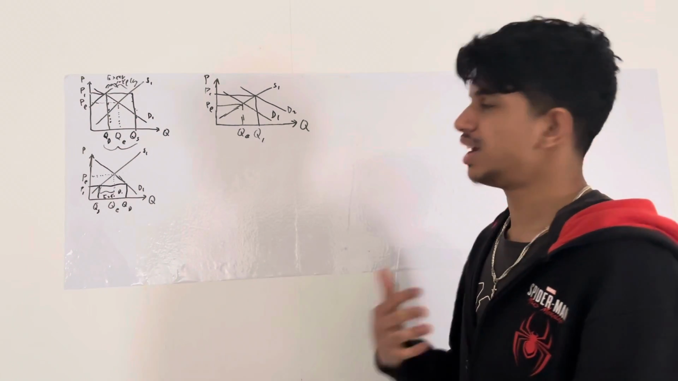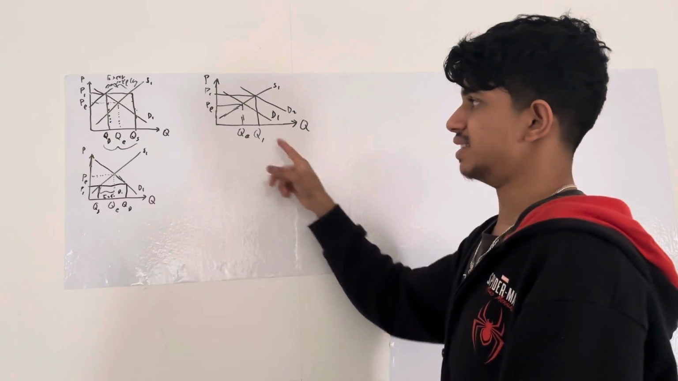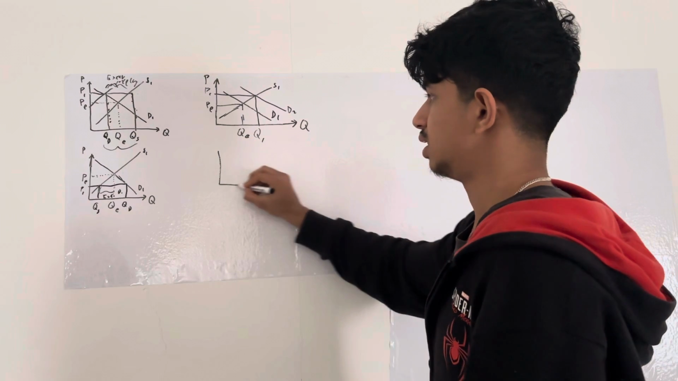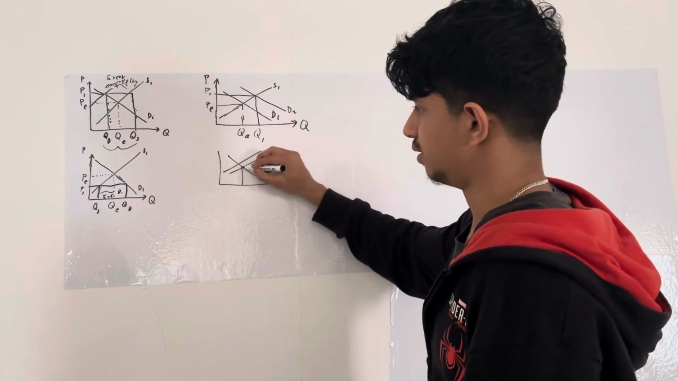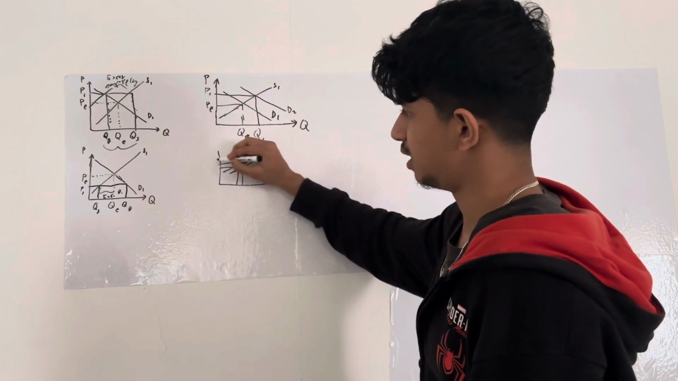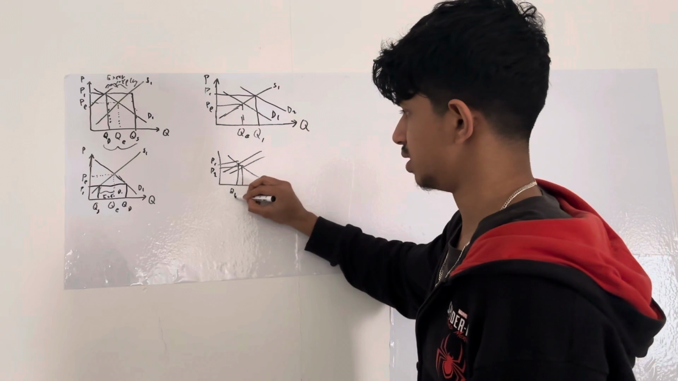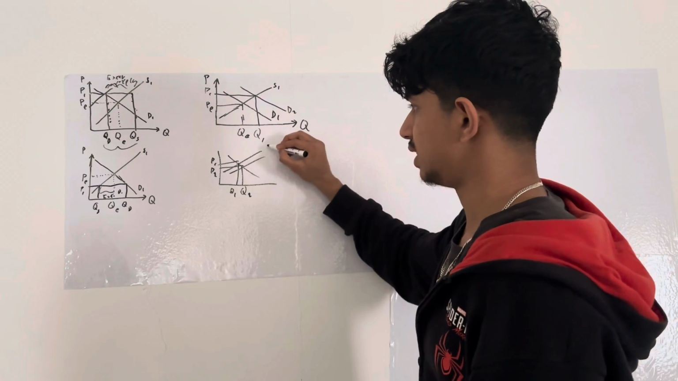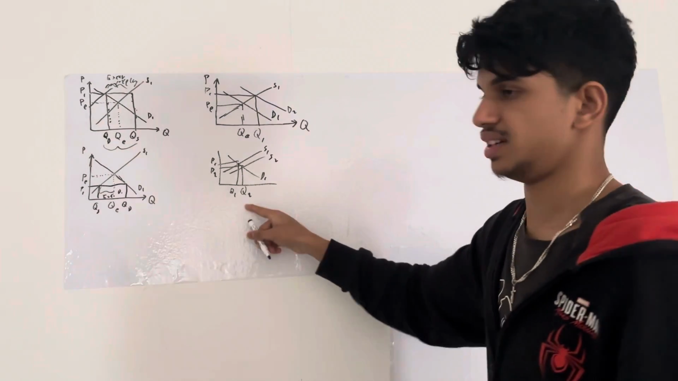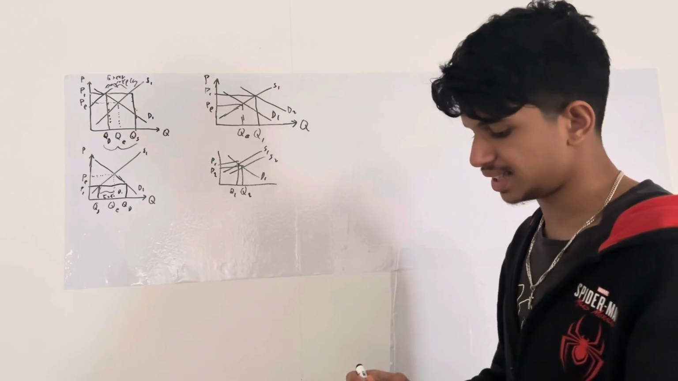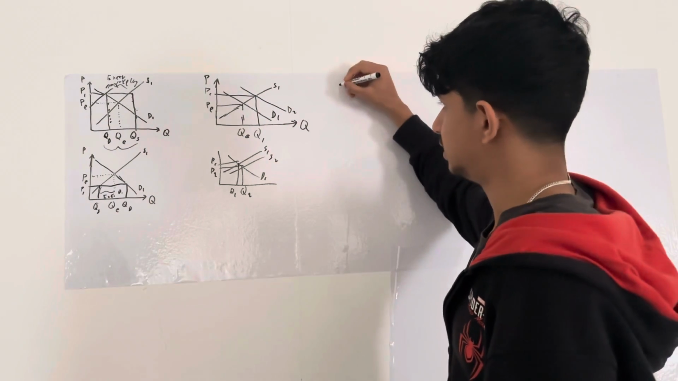Usually, a rightward shift or an outward shift in the curve means that there's an increase in the quantity of the curve. Here is a rough example of supply. As you can see, Q1, Q2. An outward extension of the curve means that there's an increase in the quantity. Now, that's if it shifts to the right or shifts outwards. What if it shifts to the left?